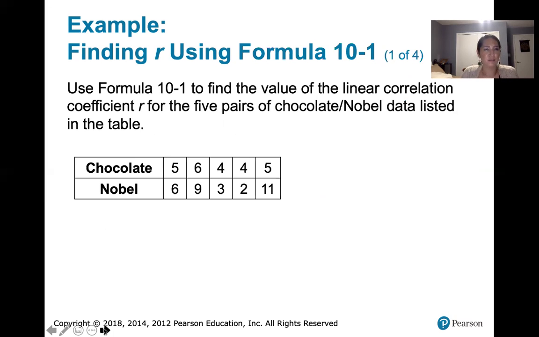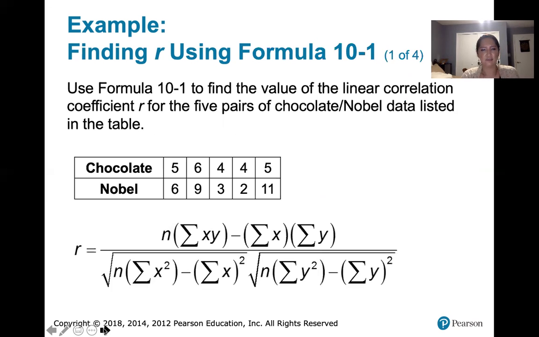So we could compute R using formula 10-1 if we wanted to as well. And that requires finding a lot of different columns of values. We have to use this formula. So we're going to take the X's and Y's, multiply them together and add. We're going to add all the X's, we'll add all the Y's. We'll take the X's, we'll square them, and then we'll add them. We'll take the Y's, we'll square them, and then we'll add them. That's the plan. And then N is the number of ordered pairs we have. We have 1, 2, 3, 4, 5 ordered pairs. So N equals 5. We would substitute that into our formula as well.